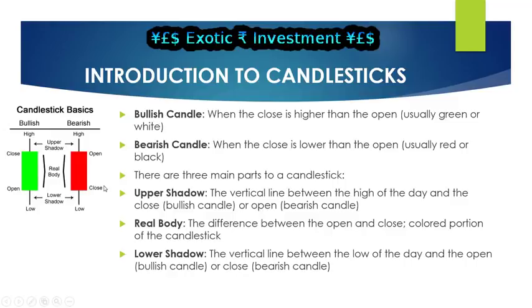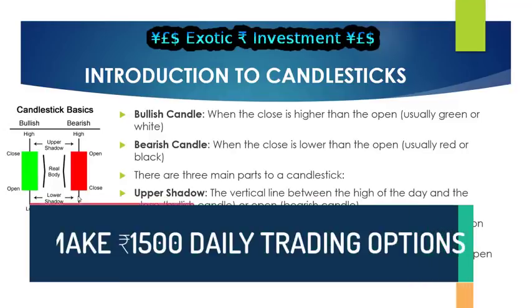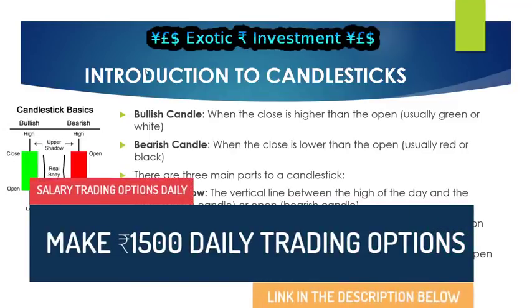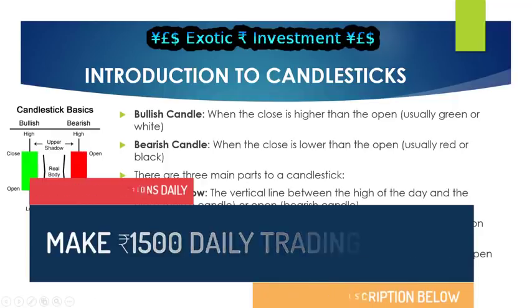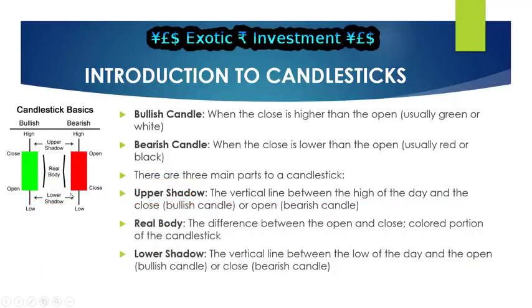So there are three main parts to a candlestick. It consists of the upper shadow, the real body, and the lower shadow. The lower shadow or upper shadow is also called a wick, and sometimes a tail, right? With this particular body and these tails and wicks, there are different types of patterns which we'll see in the next session to come.